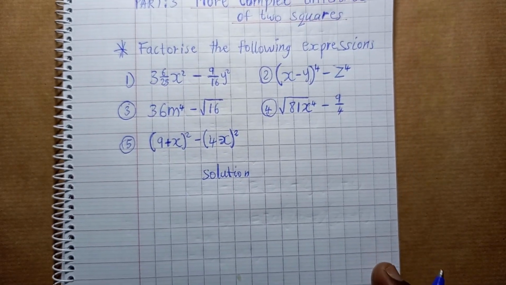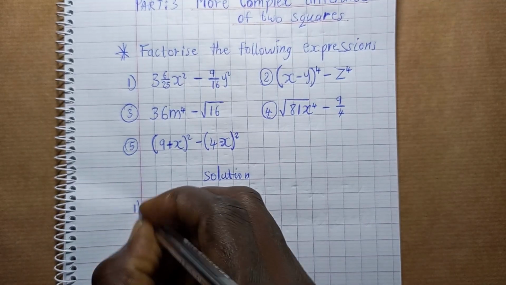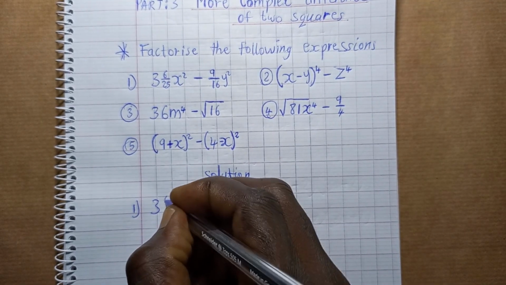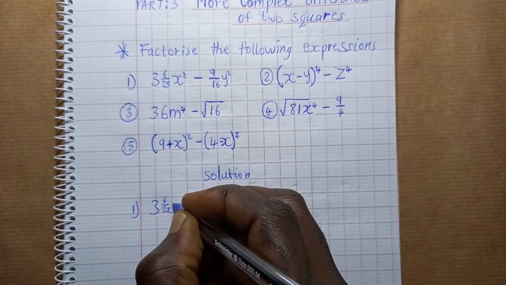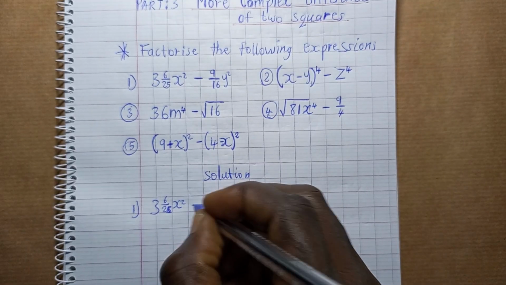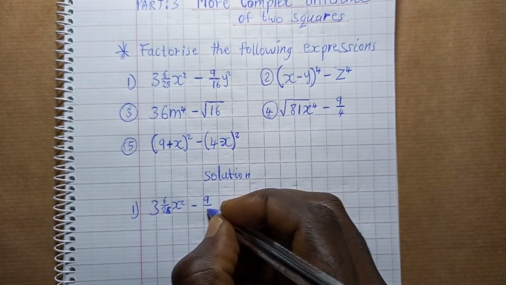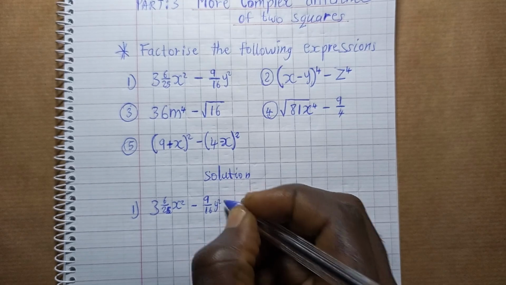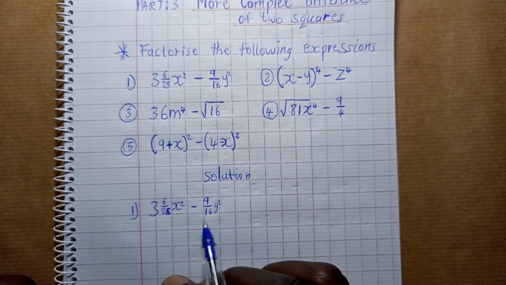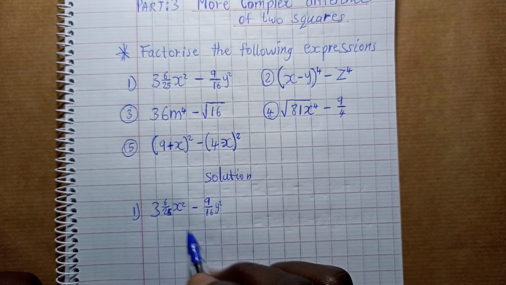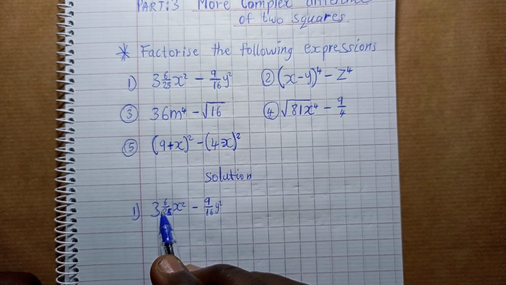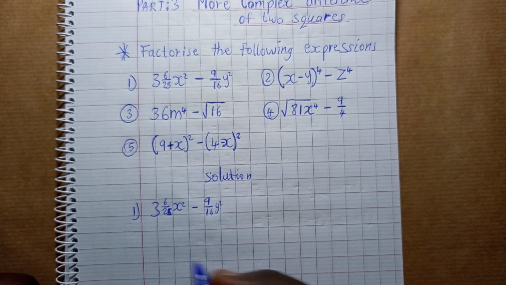Solution, number 1. For number 1, we have 3 whole number 6 over 25 x square minus 9 over 16 y square. So this is the expression for number 1. Now looking at this expression very well, you will notice here that this one is a mixed fraction. So the first step is to convert it to an improper fraction.